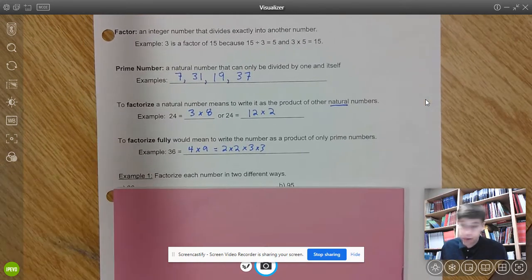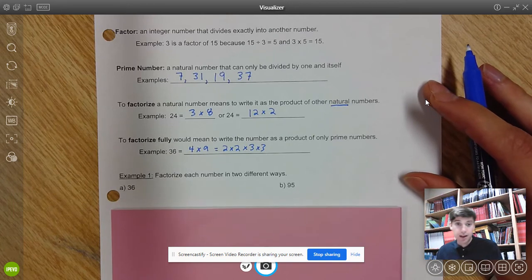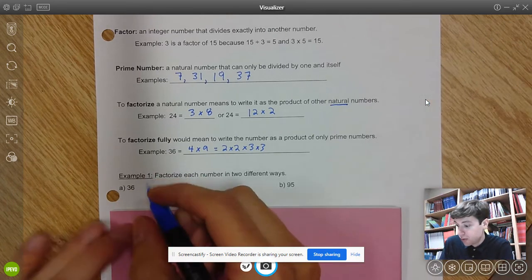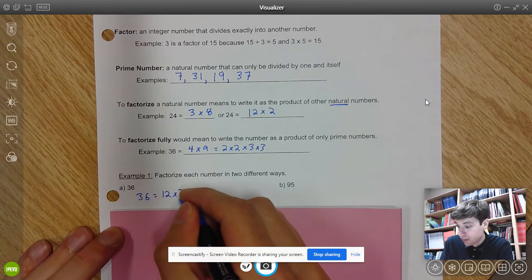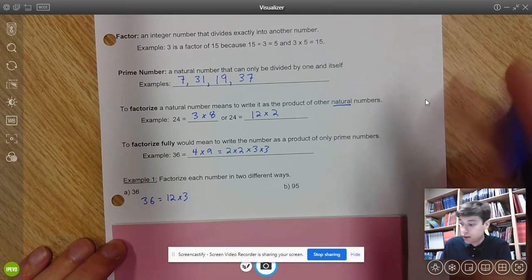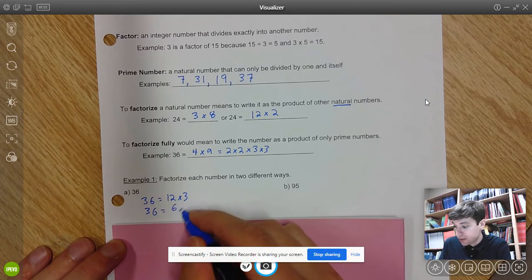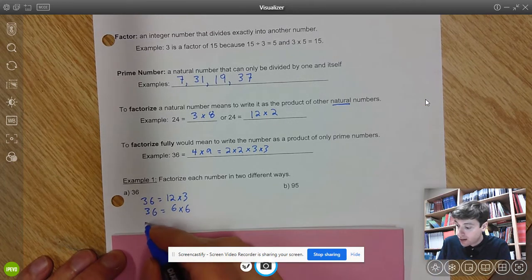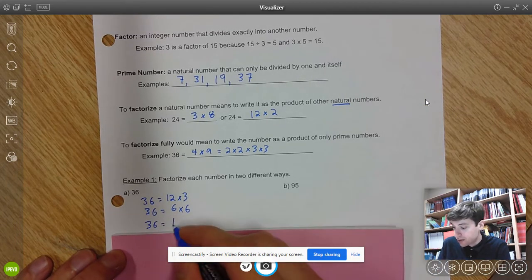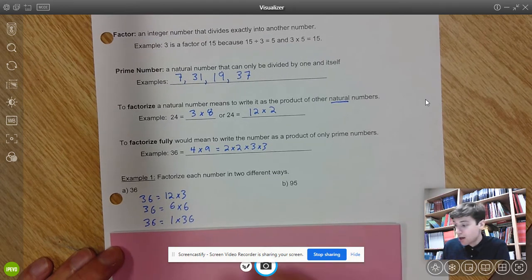We're going to do a couple examples. Again, you might want to pause the video and work on these on your own. Factorize 36 in 2 different ways. So I could write 36 equals 12 times 3. That's one way to factor. Or 36 equals 6 times 6. So again, I'm just breaking it down to the product of 2 natural numbers. Some wise guy, if we were in class, would always say 1 times 36. That also works, right? So 2 numbers that multiply to 36.